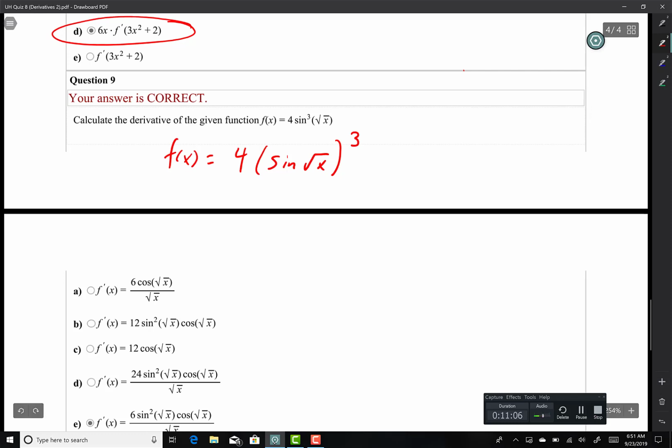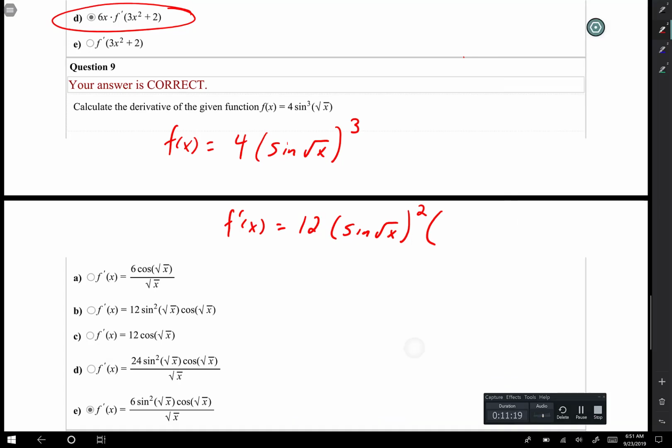So now when we take the derivative, f prime of x equals 4 times 3, 12, leave the inside alone, to the 2, times derivative of the inside. Hold on here, guys. Alright, derivative of the inside, and the derivative of sine is cosine. You still have the square root of x, times the derivative of that inside. Now, side note, square root of x is the same thing as x to the half. So, 1/2 x to the negative half.